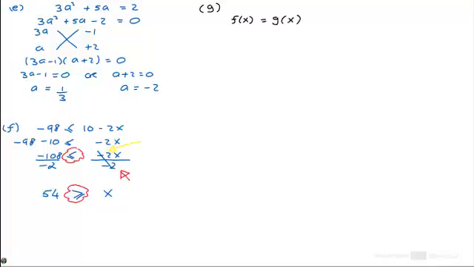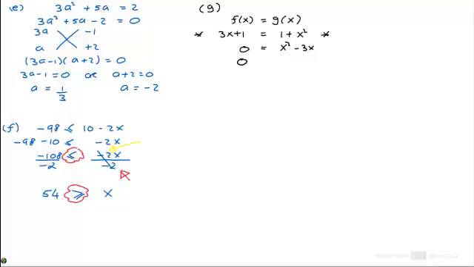So f of x is 3x plus 1, and g of x is 1 plus x squared. Ignoring everything else around it, the f of x, g of x, and just looking at this line here, you can see that it's going to be a quadratic equation. I'm going to bring everything over to the right hand side. The ones will cancel. Plus 1 minus 1.